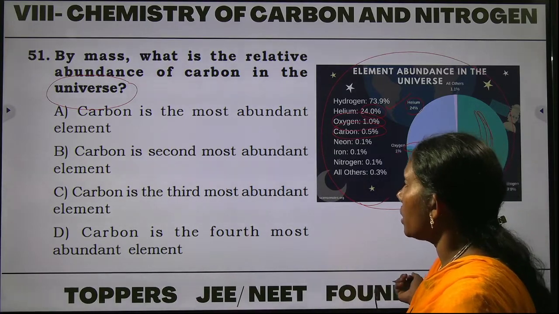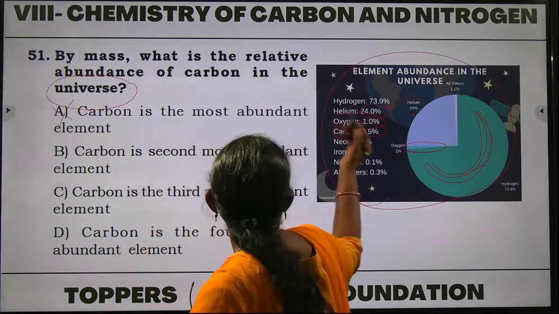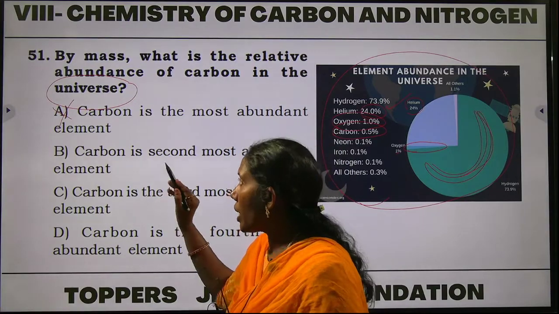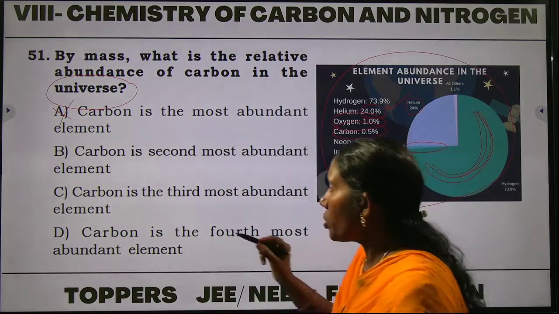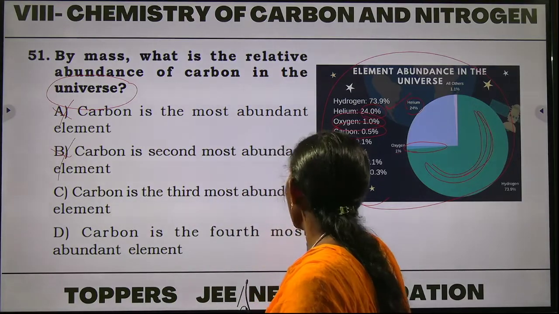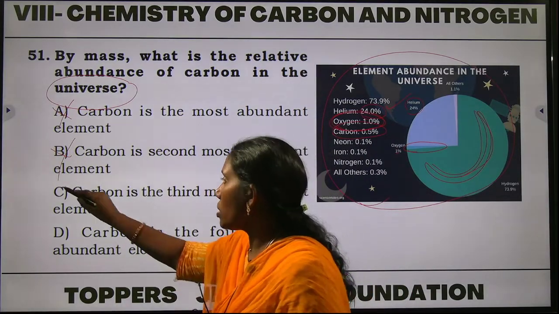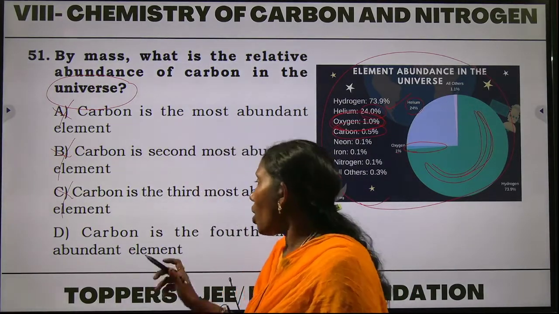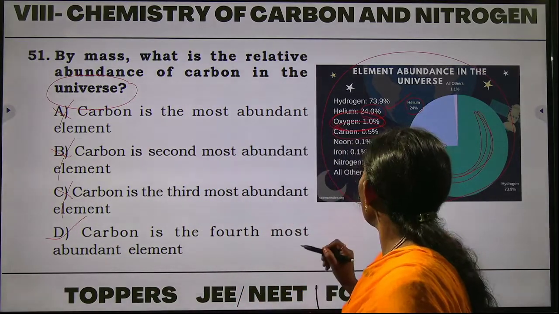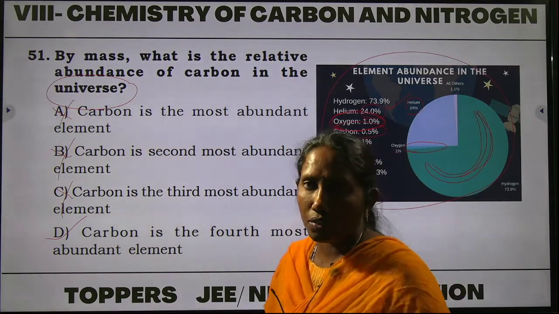Carbon is the most abundant element? No, because the most abundant element is hydrogen. Carbon is the second most abundant element? No, the second most abundant element is helium. So the B option is also wrong. Carbon is the third most abundant element? It is clear the third most abundant element in the universe is oxygen. So the C option is also wrong. Carbon is the fourth most abundant element? Yes, with 0.5%, carbon is the fourth most abundant element in the universe.